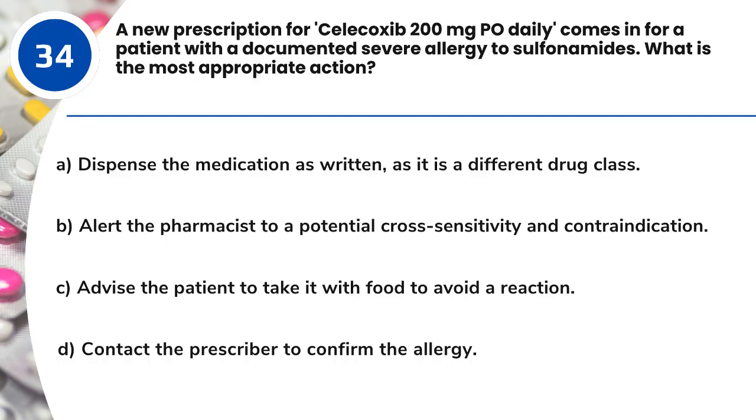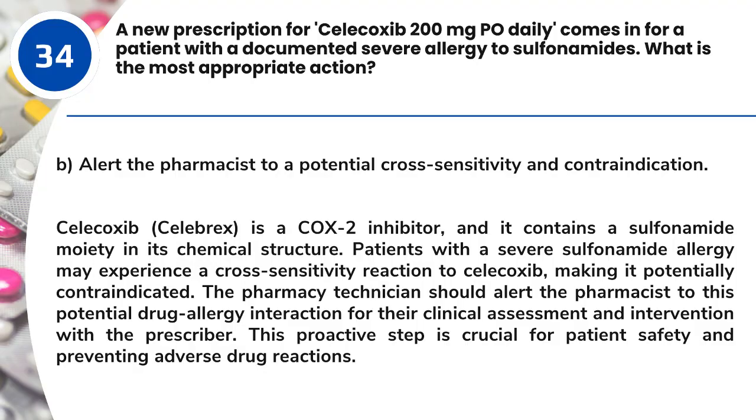Question 34. A new prescription for celecoxib 200 mg PO daily comes in for a patient with a documented severe allergy to sulfonamides. What is the most appropriate action? A. Dispense the medication as written, as it is a different drug class. B. Alert the pharmacist to a potential cross-sensitivity and contraindication. C. Advise the patient to take it with food to avoid a reaction. D. Contact the prescriber to confirm the allergy. Answer B. Alert the pharmacist to a potential cross-sensitivity and contraindication.